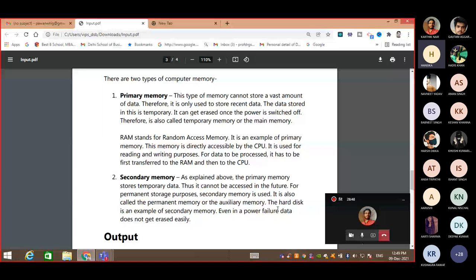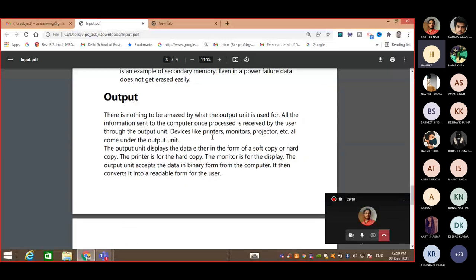Let's move towards the last part, output. Output, as I already told you, is like a printer or the devices which are used to produce the output in the form of print: monitor, projector. These are all output units through which you can find out the processed information.